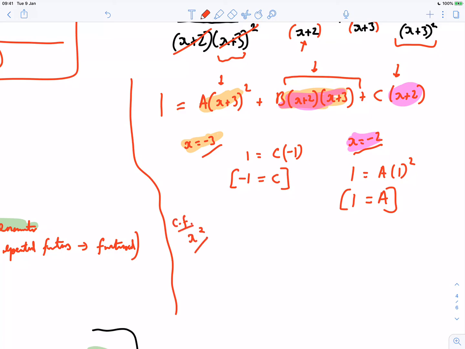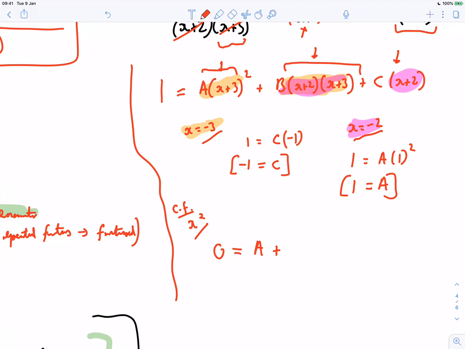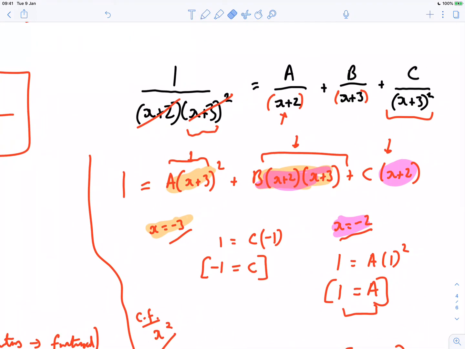the x squared terms. On the left-hand side, I've got none. On the right-hand side, I don't have to expand this fully. I just know I'm going to have 1 lots of x squared, but times by a. So I'm going to have a lots of x squared there, plus, and then for the second term, well, I've got the same thing again. I'm just going to have an x squared times by b, so it's going to be b. Now I know that a is 1 already, so then 1 plus what equals 0, that means b equals negative 1. So actually, this wasn't too hard.